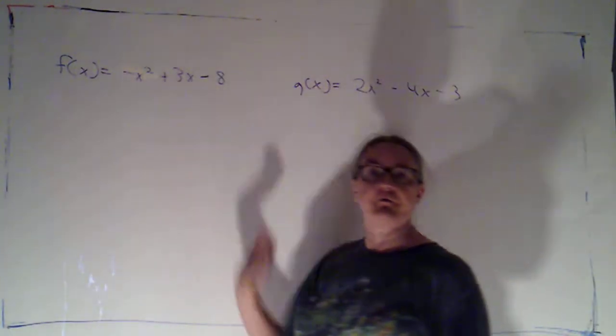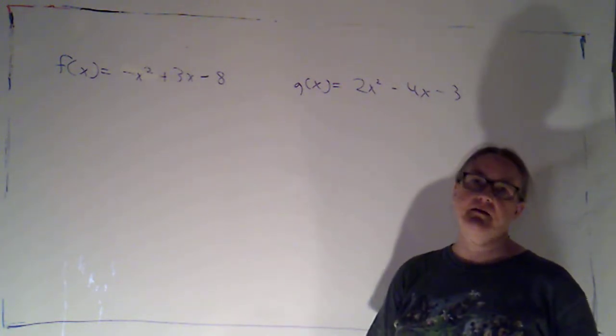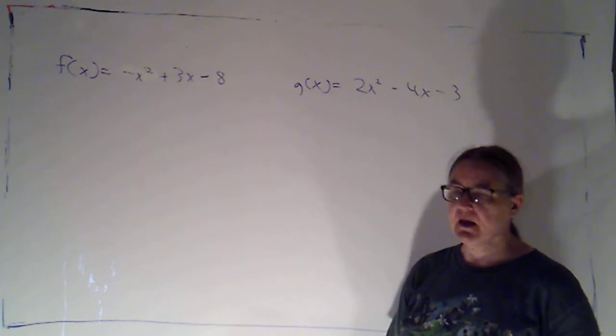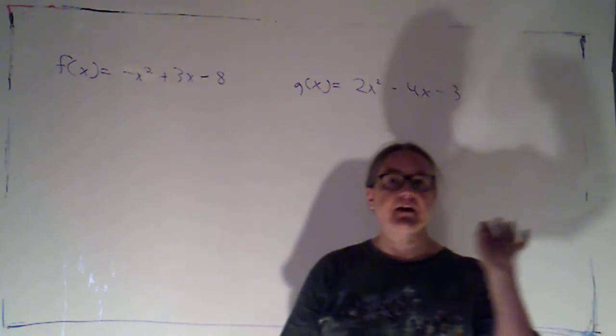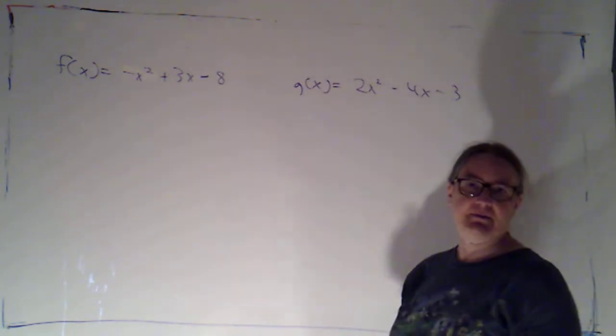I've got two quadratic functions up here in standard form, and I'm going to try to graph both of these without completing the square to put into vertex form. So the directions for both of these, I'm going to find the vertex and the intercepts and graph the parabolas.